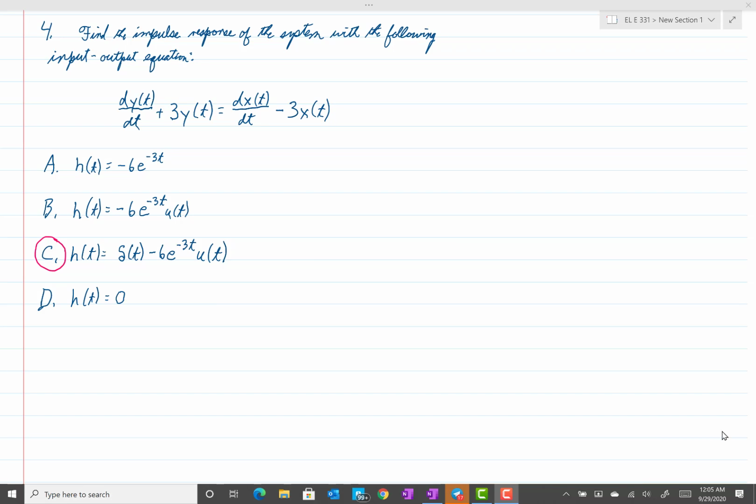Hi, everybody. I've been asked to show how to work this problem. This is problem 4 of test 7 of Electrical Engineering 331. And so I wanted to just make a quick video and see how to do that.